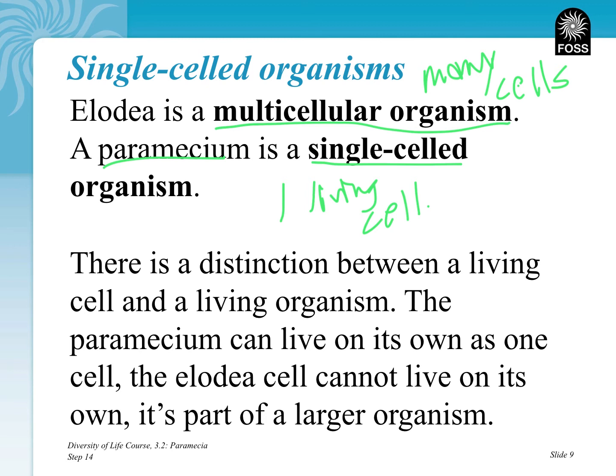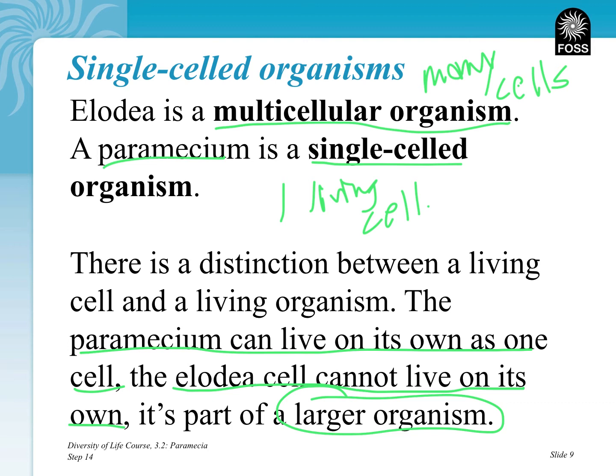Each paramecium is its own independent living thing, and the key thing about that is, can it live on its own? Each individual Elodea cell cannot live on its own. It is part of a larger organism altogether. A paramecium can live on its own as one cell. So that's a key distinction.